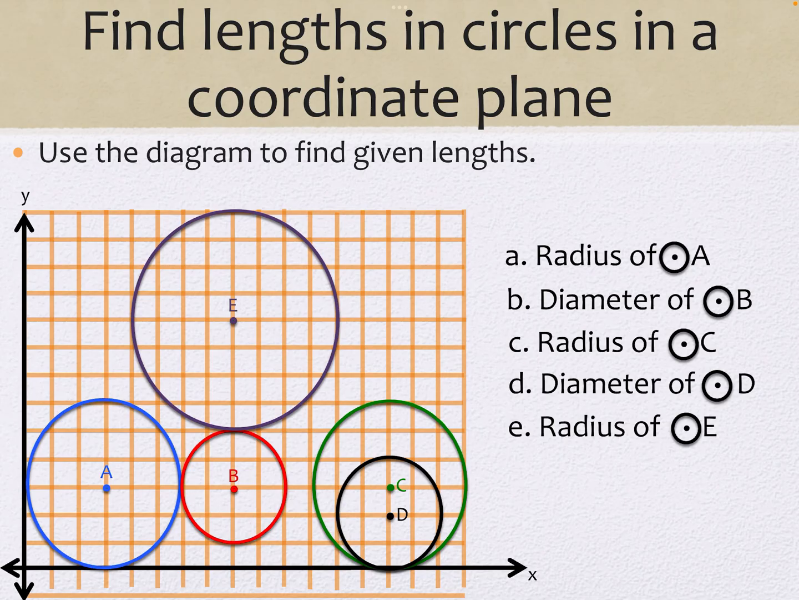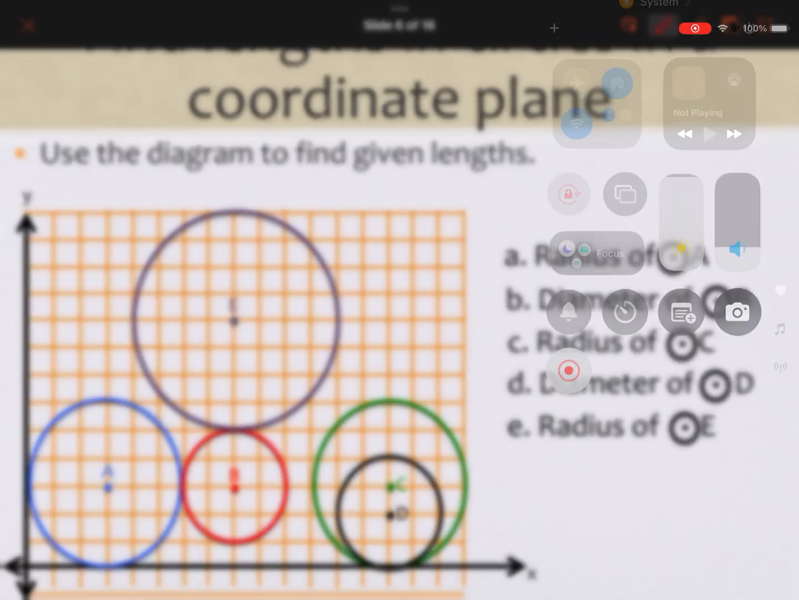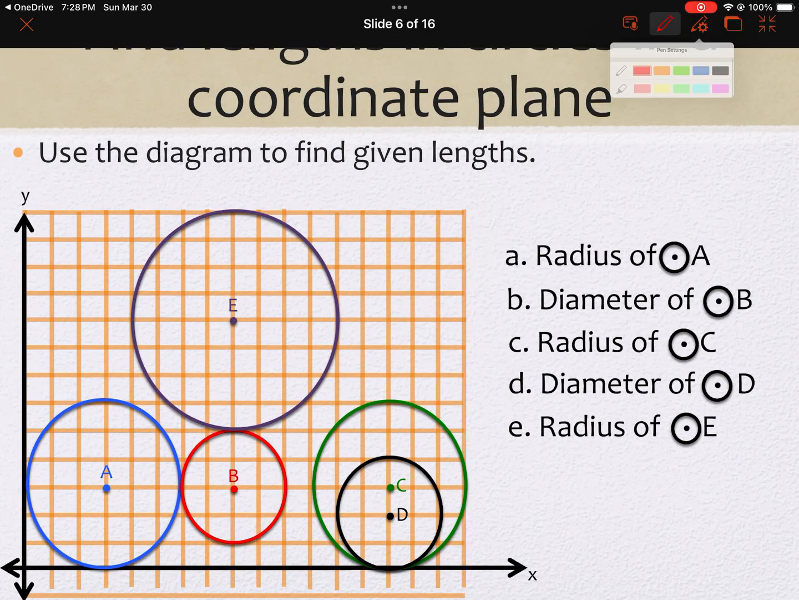Okay, so let's use this diagram to find the given lengths. We want the radius of circle A. Radius of circle A, that would live right here. And all you could do is count here. I'm assuming each one of these little units is actually 1 unit. So it looks like the radius of circle A is 3. Now that's the radius. A radius could be there, it could be there, it could be there, any of those red segments.